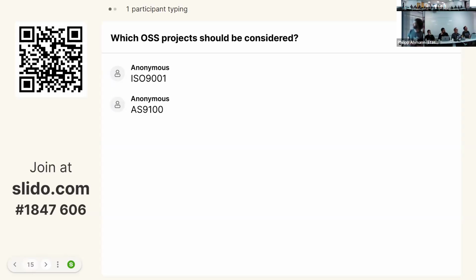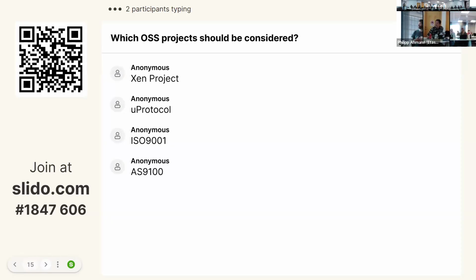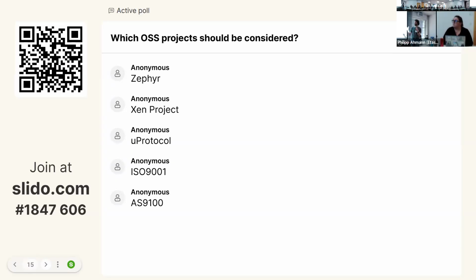So now we have the right question. It takes long to show. So, which OSS project should be considered as examples for best practices? Yes, of course. And somebody already mentioned that. Yeah, thank you, whoever that was.